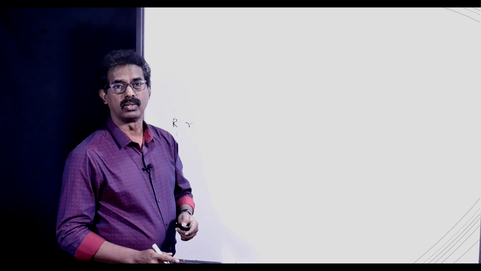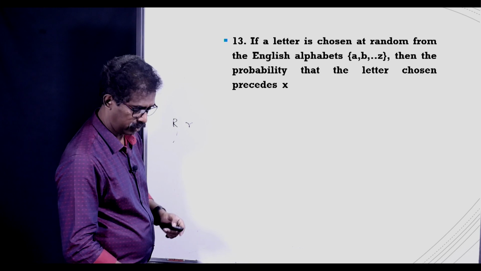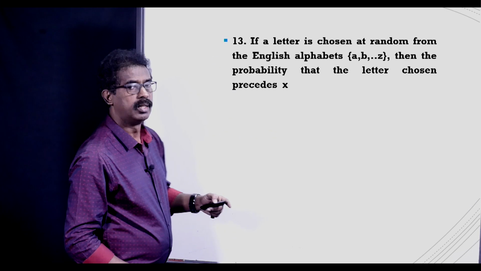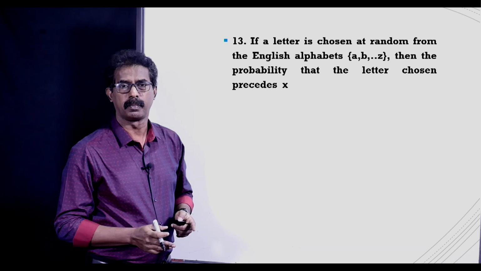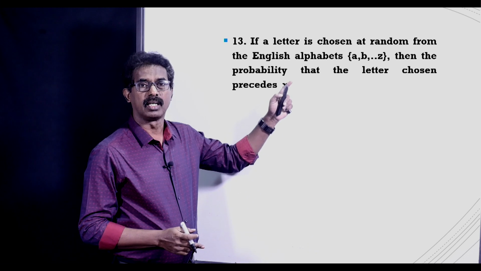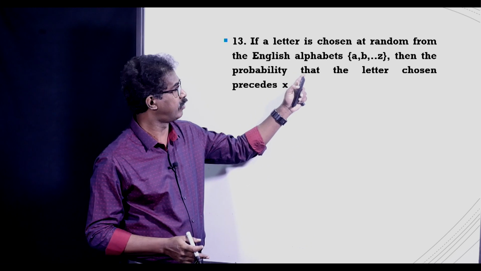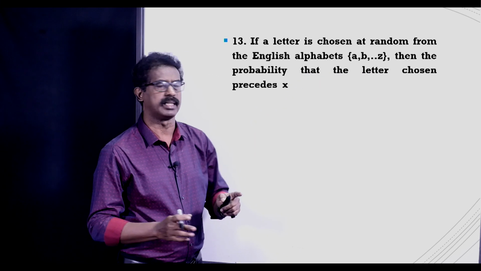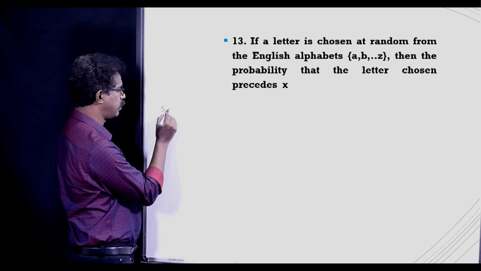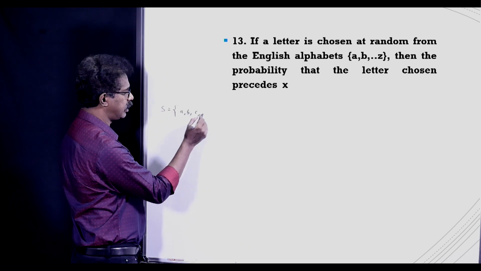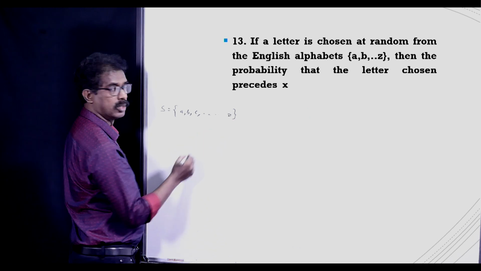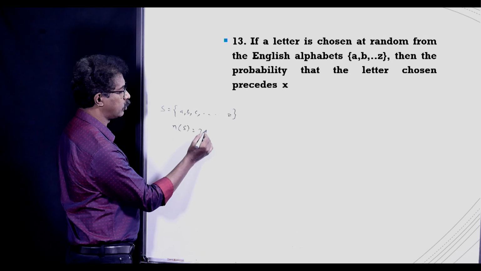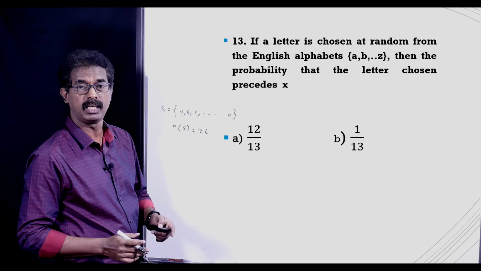Okay. Now we go for the next question. Question number 13. Okay, look at this question. One question on probabilities. Very simple question. A letter is chosen at random from the alphabets A, B, C, etc. up to Z. So you know the sample space is A, B, C, D, etc. up to Z. So how many letters are there in total? 26. So n of S is equal to 26. So the denominator must be 26.